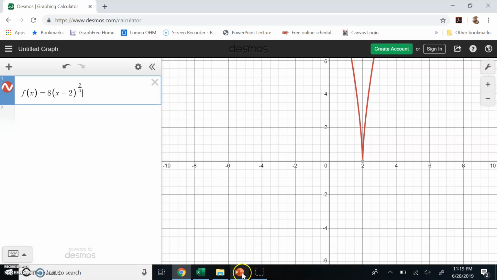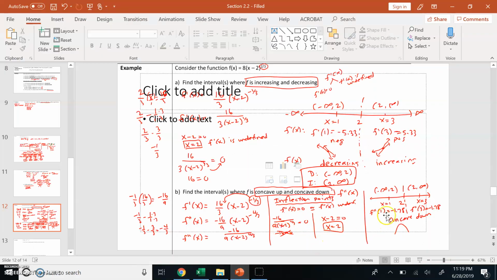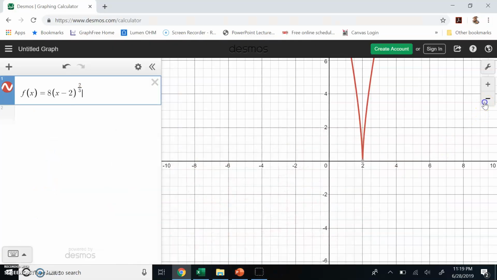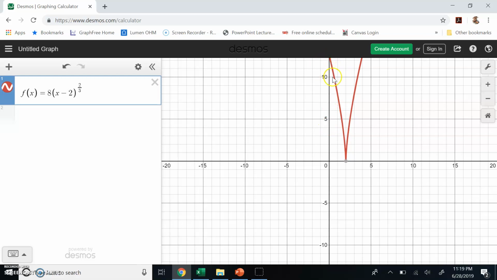Then we said that on both intervals, the function is concave down. So let's see if that's correct. If I zoom out a little bit, this is part of an M shape. Okay, so it's concave down. This is also part of an M shape.